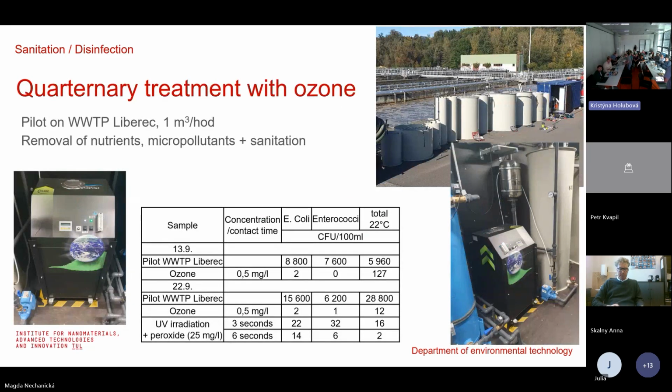Generally, we applied UV disinfection, and we have found that we are able to sanitate this water. UV is not a stable procedure. So after some time, the water is again contaminated. But originally present pathogens are removed, and subsequently only, let's say, normal microorganisms can grow in this water.